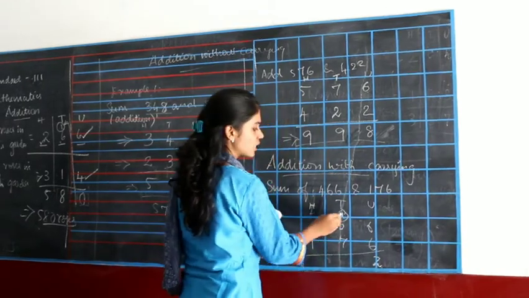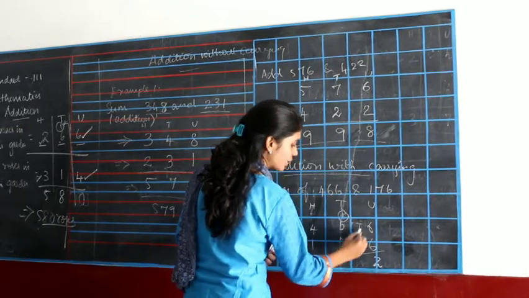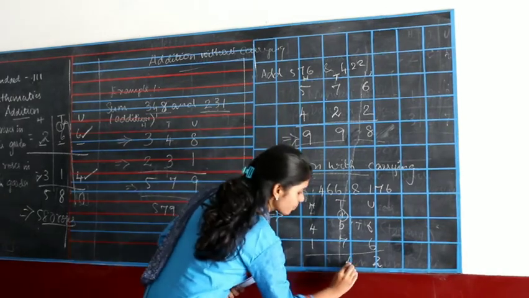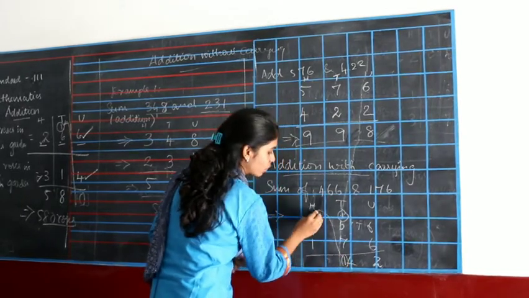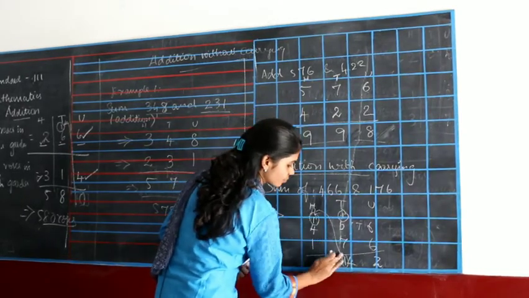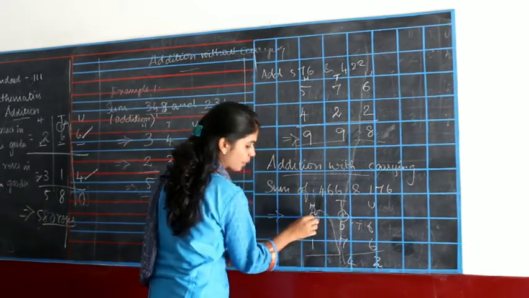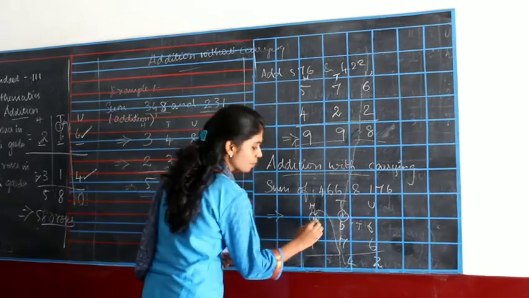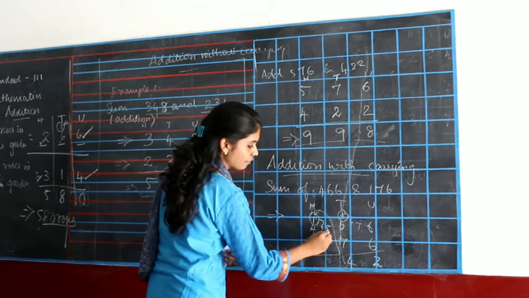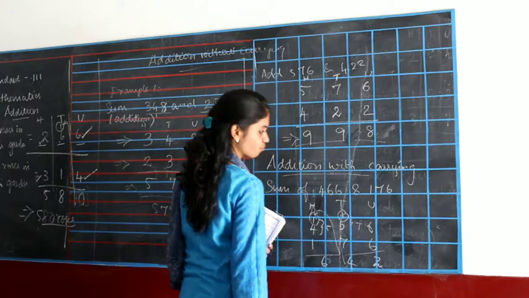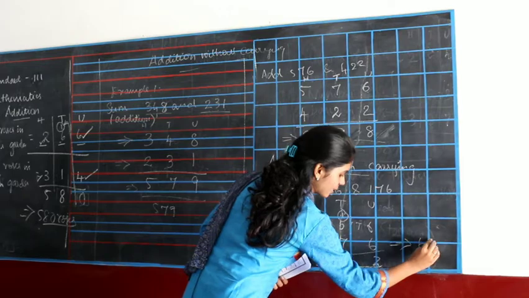Here we have 6. 6 plus 1 will be 7. 7 plus 7 will be 14. So here we will be having 4. 14 will be having. So here we have to keep it here. We have to carry the tens which we get here to the upper part. Here we have 1, here we have 4. 1 plus 4 will be 5. 5 plus 1 will be 6. So the total value will be 642.